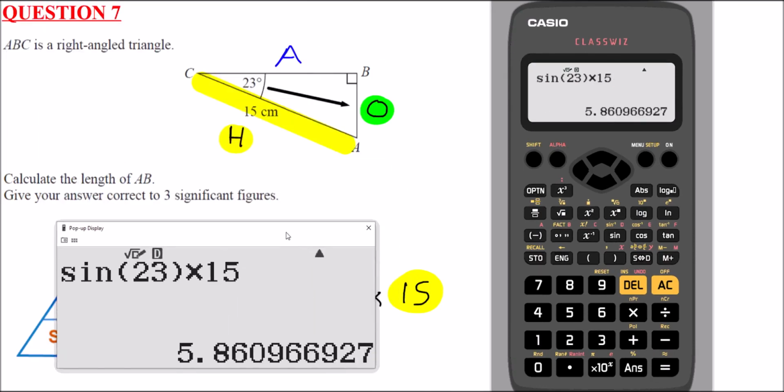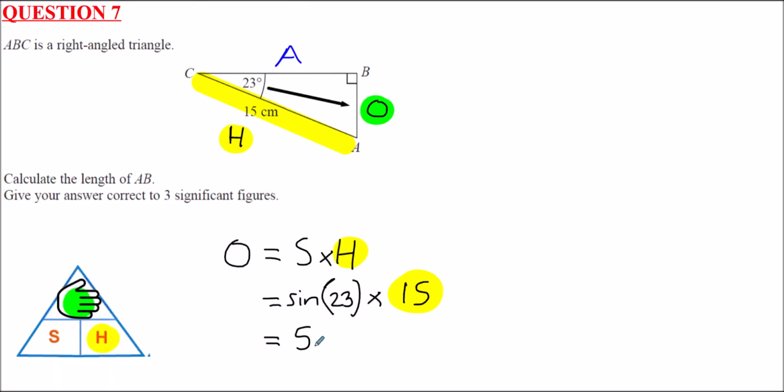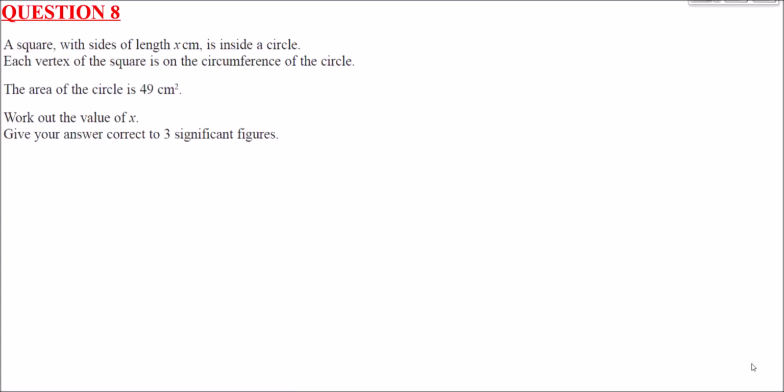Now we want our answer to 3 significant figures. So 5, 8, 6 are the digits we keep. That 6 doesn't change because next to it's only a 0. So 5.86 is our final answer. 5.86 centimetres. And there you have it.